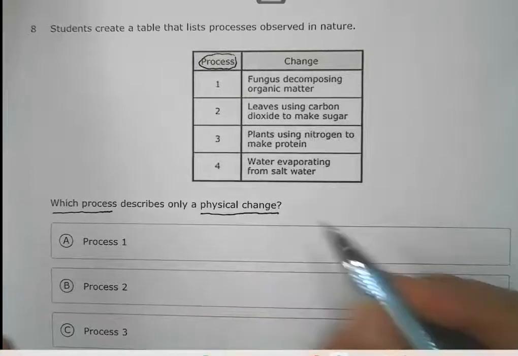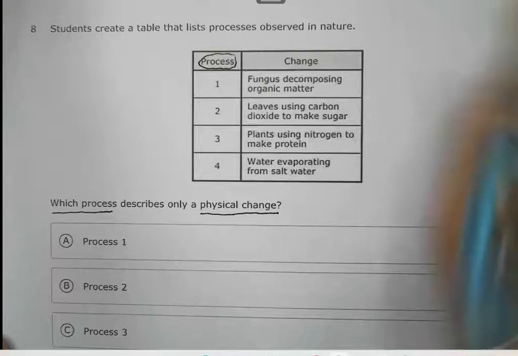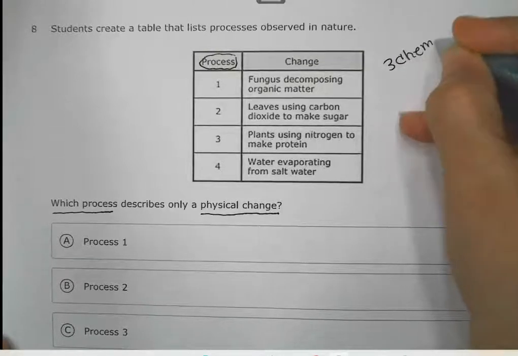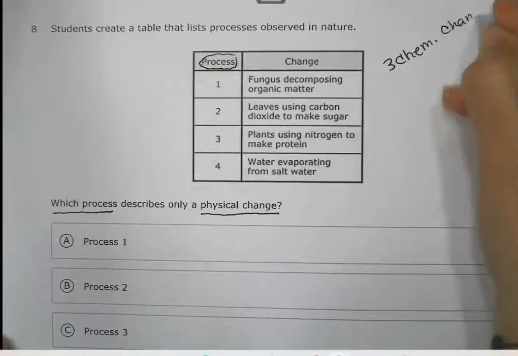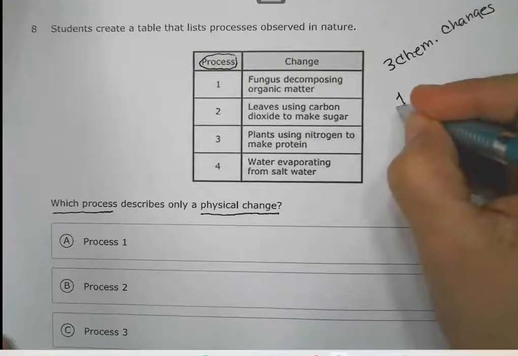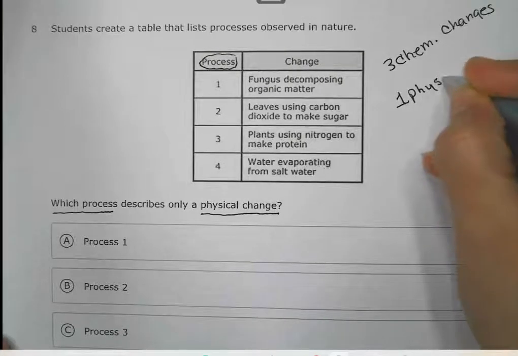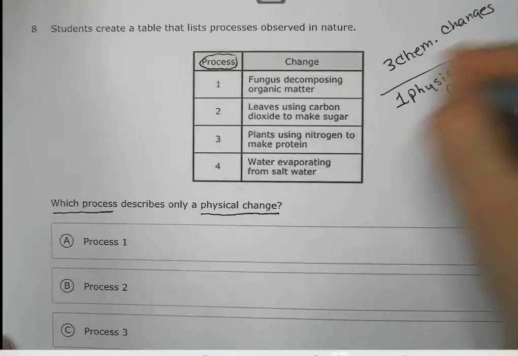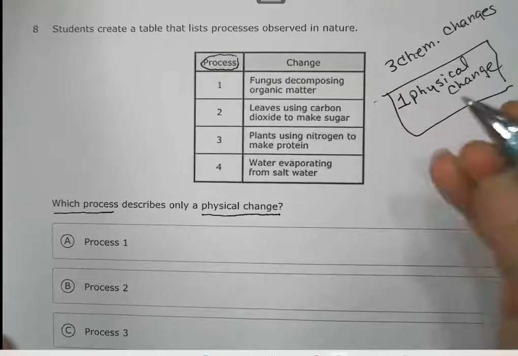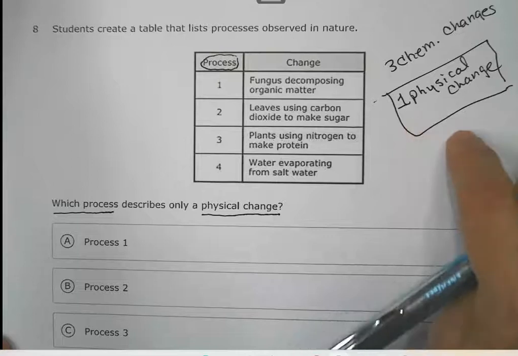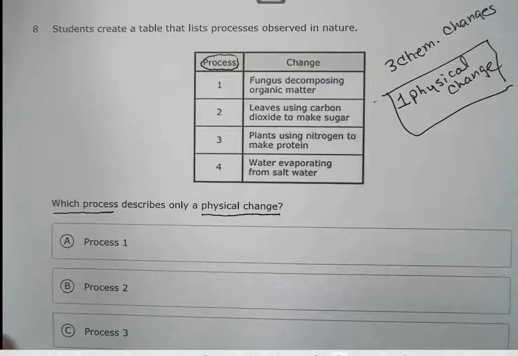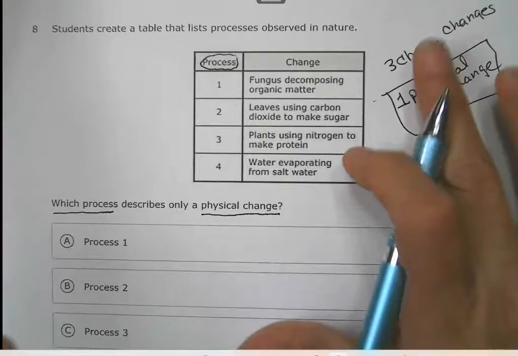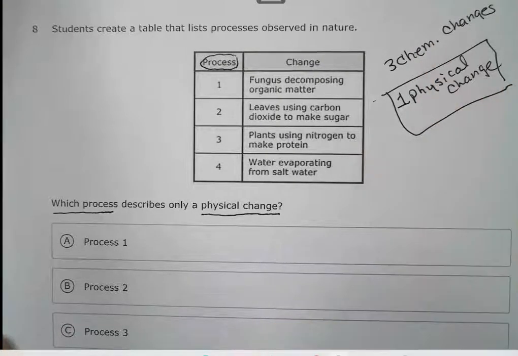So we're looking for the physical change, which tells me that here we are going to have 3 chemical changes, and we're going to have only 1 physical change. The one that I want. Okay, this is the one that I want. I want the physical change. We focus so much in questions. They're going to be about chemical changes, chemical changes. Here, I'm looking for the one that is the physical change. So it's not going to fall under the criteria for chemical changes.